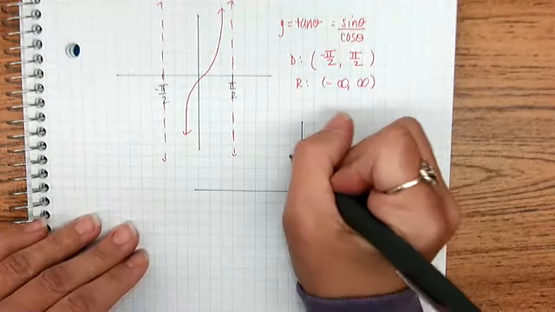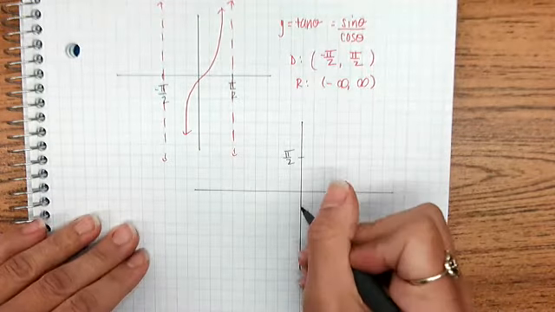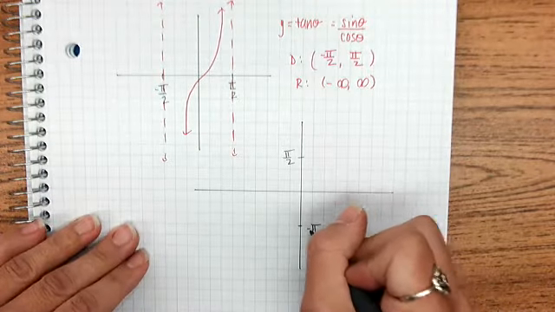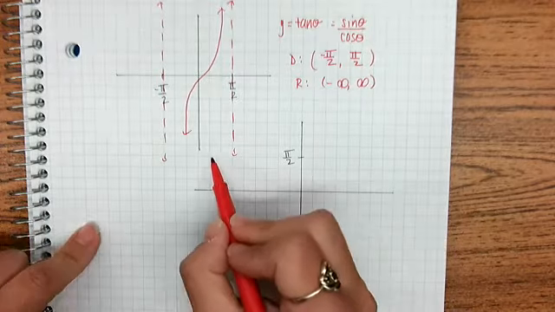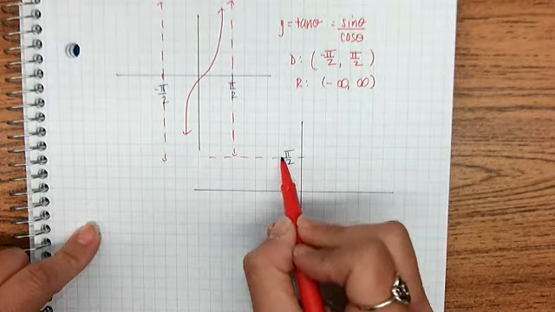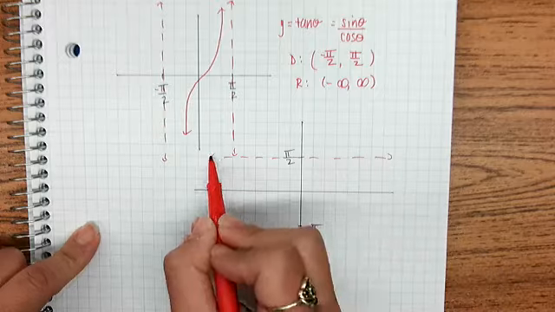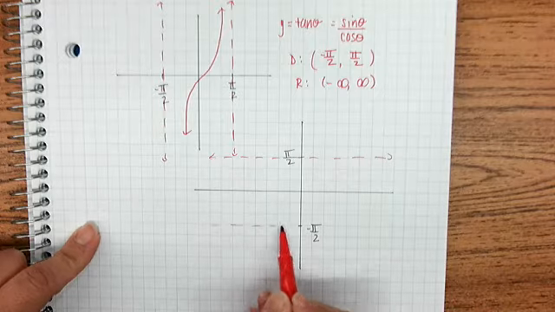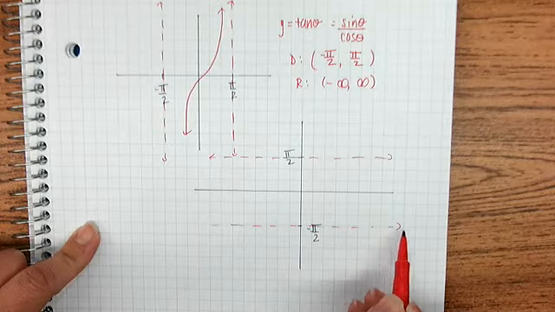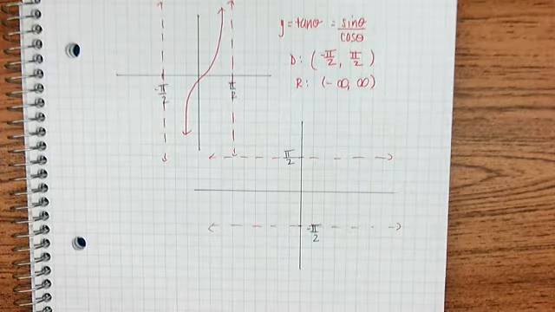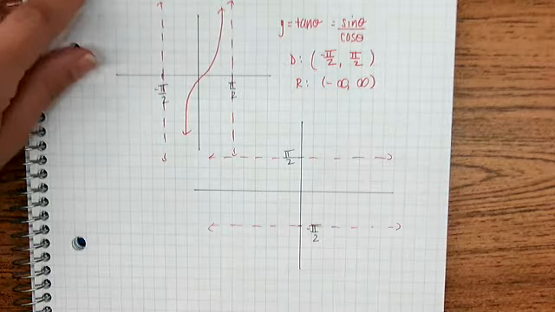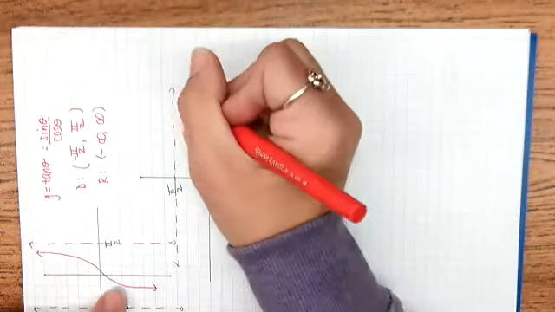So let's just say we've got pi over 2, negative pi over 2. We've got some asymptotes going on. And then we're going to draw our function, and I'm actually going to cheat. Draw it this way.